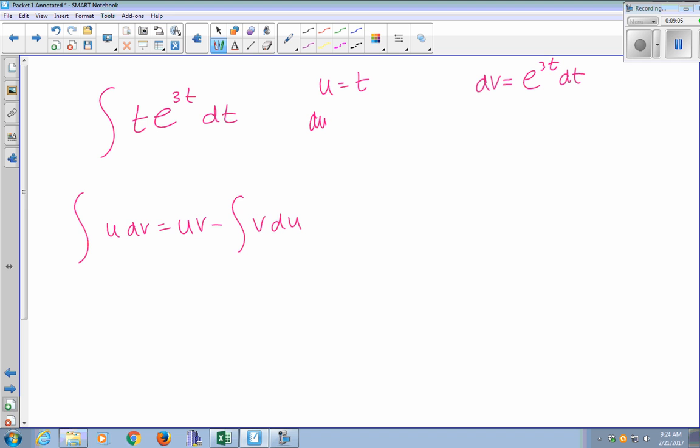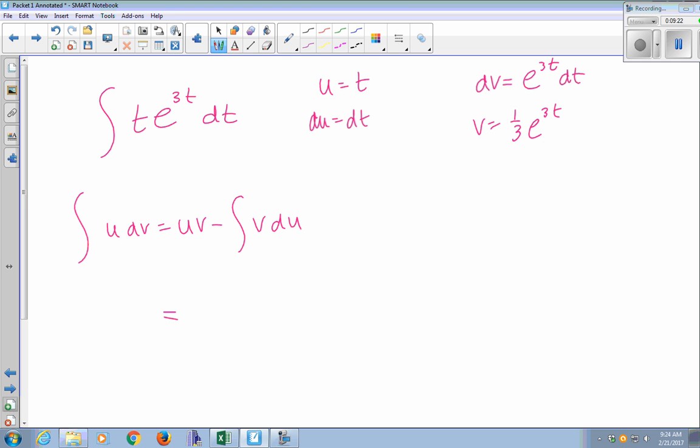So du is just dt in this case, because u equals t. And then v, that's the antiderivative of e to the 3t. So that would be 1/3 e to the 3t. And then we just plug into the formula.